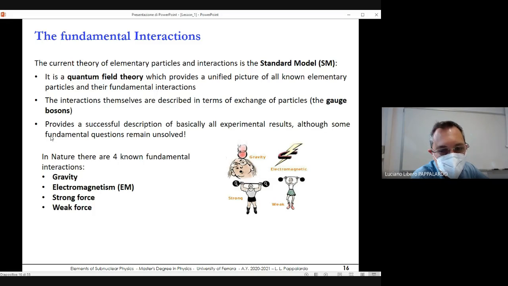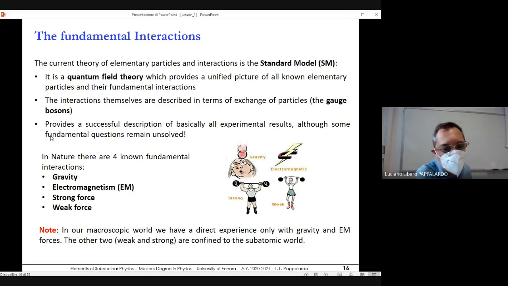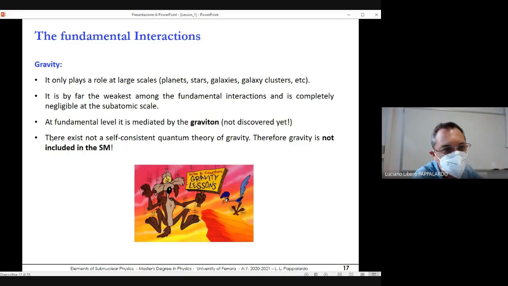Now, about the interactions. So, as you know, in nature, there are 4 fundamental interactions: gravity, electromagnetism, the strong force, and the weak force. And in our macroscopic world, we have, of course, a direct experience only of the first 2, so of gravity and the electromagnetic force, because the other 2 forces, the weak and the strong force, are confined in the subatomic world. So they work only at very, very small scales, as we'll be studying. So a few words now about all of them.